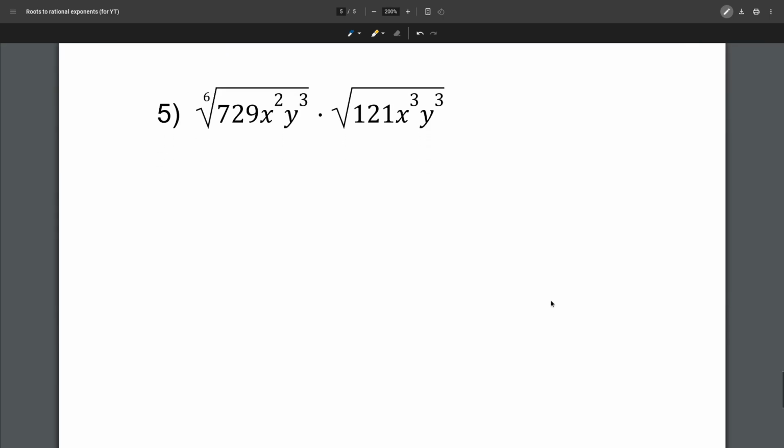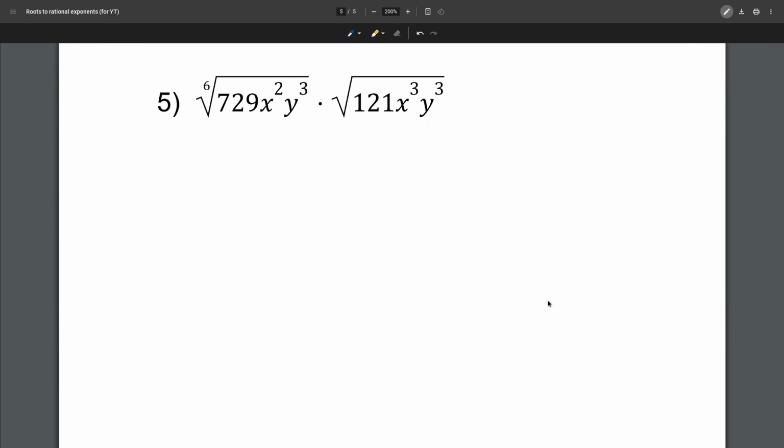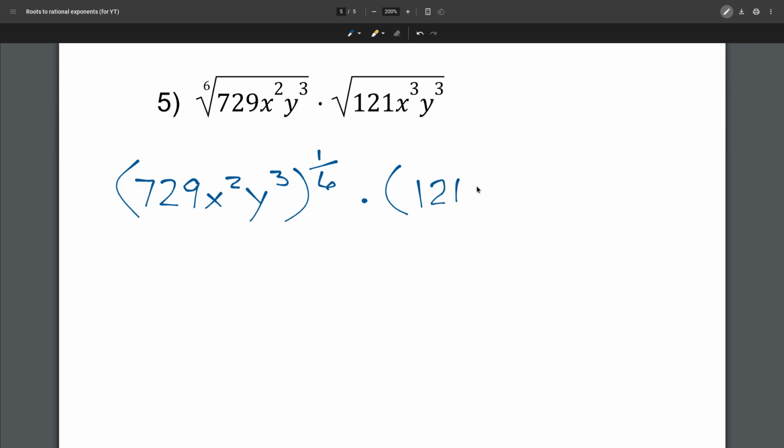All right, so problem 5, we have the 6th root of 729 x squared y cubed times the square root of 121 x cubed y cubed. Okay, so 729 x squared y cubed to the 1/6 power times 121 x cubed y cubed to the 1/2 power.